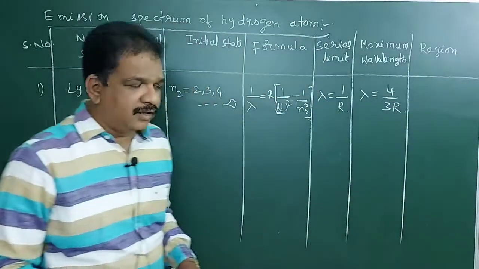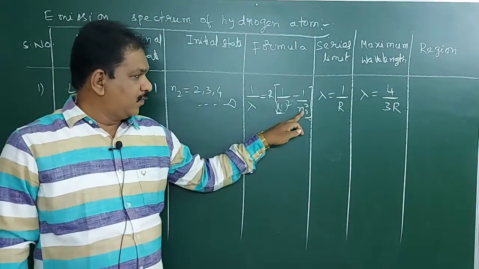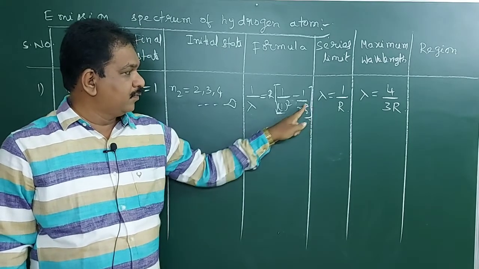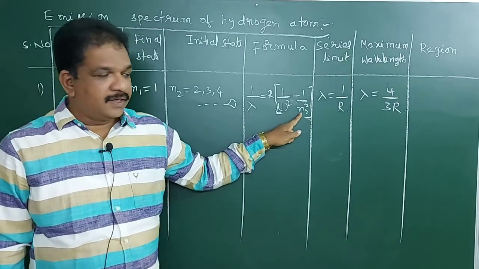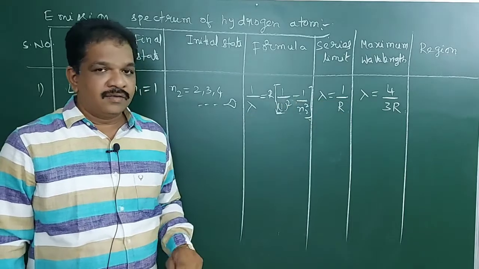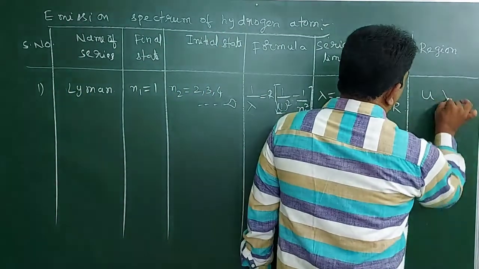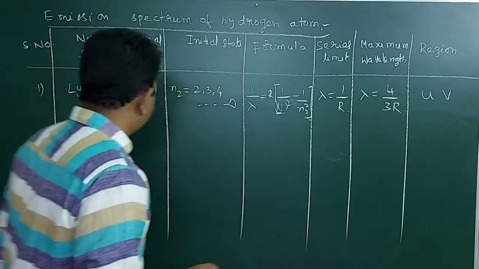Is it understood? So take n2 as infinity, then this will come. Take n2 as 2, then we will get that value. In terms of region, it will be in the UV region.